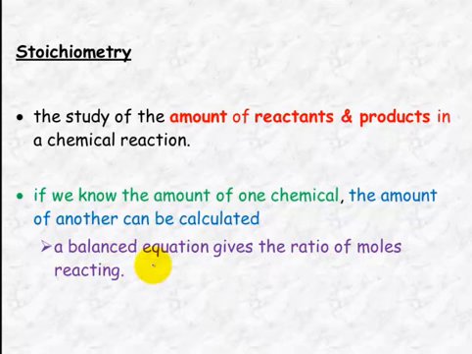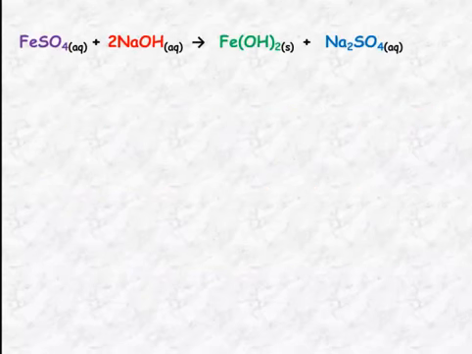Now, we've already done a lot of this with our acids and bases, and you've done it without really thinking about it. So here's our balanced chemical equation. We've got iron sulfate plus 2 sodium hydroxide make iron hydroxide plus sodium sulfate. If we have a look at this equation, you can see that when there's no number in front, it's saying that 1 mole of iron sulfate reacts with 2 moles of sodium hydroxide to make 1 mole of iron hydroxide and 1 mole of sodium sulfate.